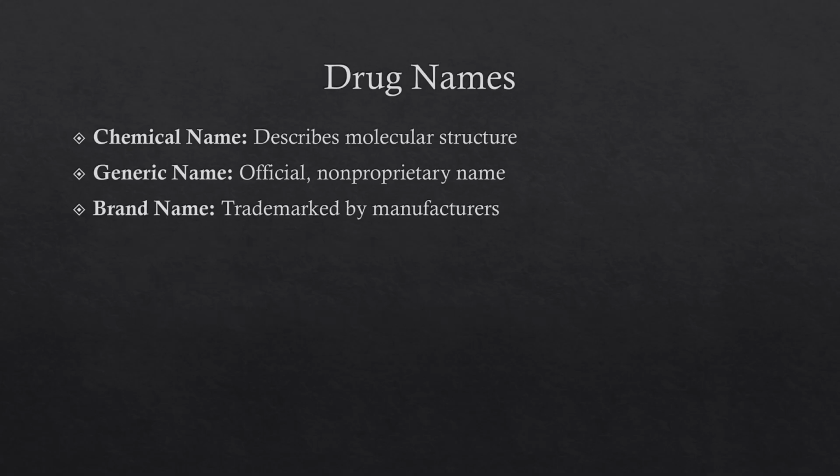So when learning drug names, we have a chemical name of a drug. That chemical name is going to describe the molecular structure. An example of this would be acetylsalicylic acid. The generic name, so the official non-proprietary name, is aspirin. And then our brand name is trademarked by the manufacturers. So say Bayer aspirin. The chemical name of aspirin is acetylsalicylic acid, your generic name is aspirin, and it's trademarked by Bayer.